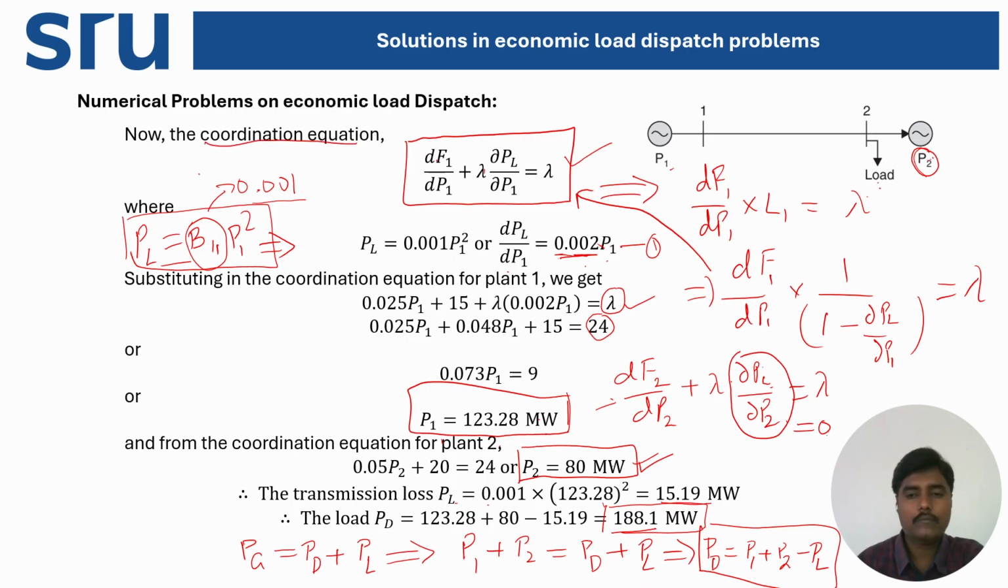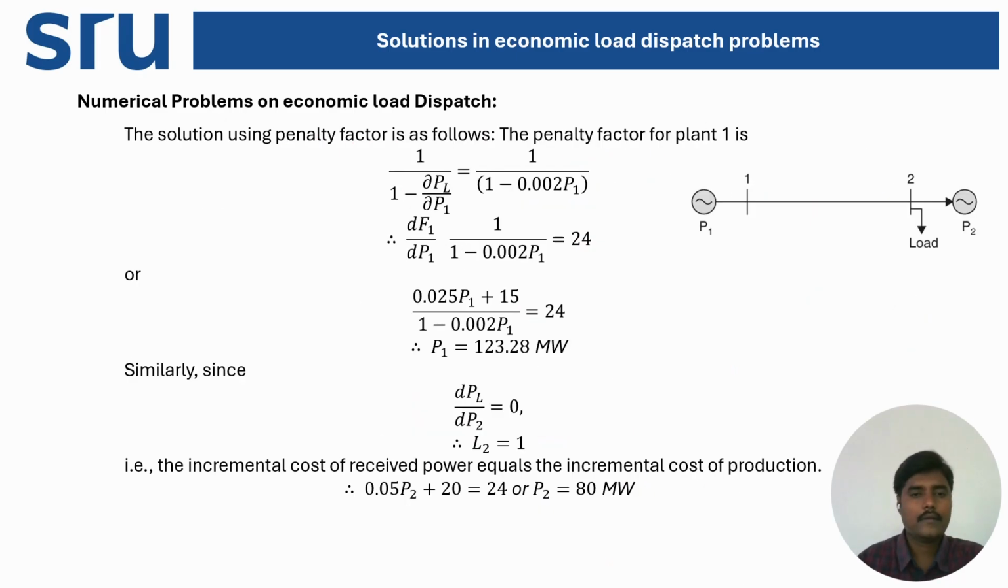The same problem is also asked to find by using penalty factor method. So now let's see the other way of representing the same coordination equation, that is called penalty factor method, and get similar values. So this is the solution by using penalty factor.